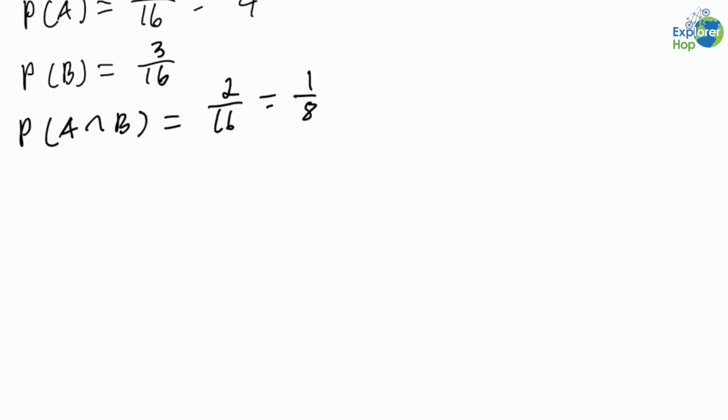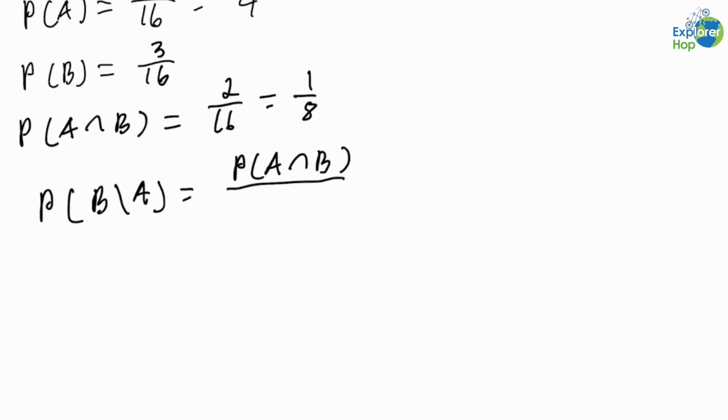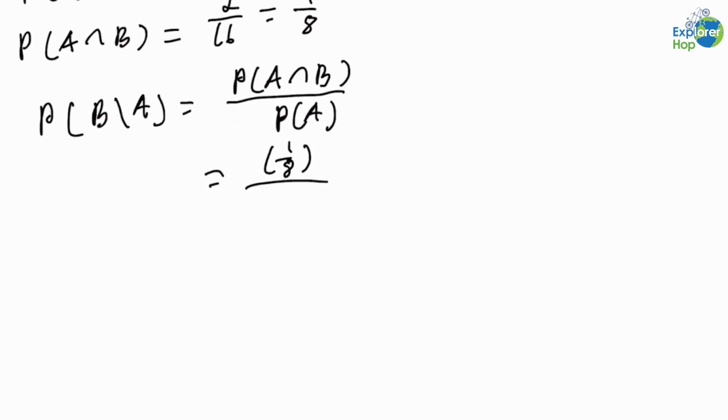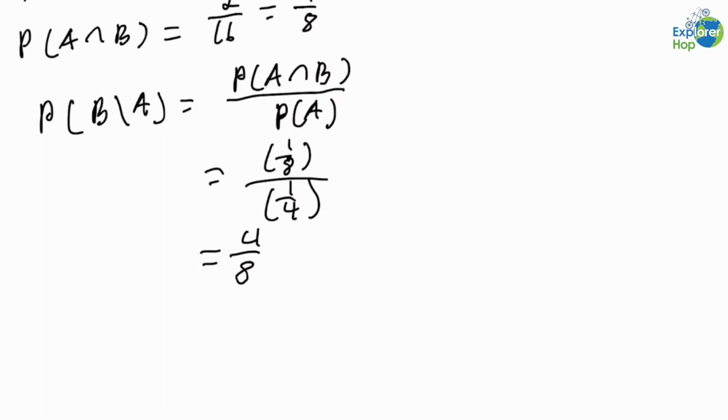Now we can go ahead and find the probability of B given A, which we know is equal to the probability of the intersection of A and B divided by the probability of A. And this, of course, is therefore equal to 1 over 8 divided by the probability of event A, which is equal to 1 over 4. And this is equal to 4 over 8, which is equal to 1 over 2. And that gives us the conditional probability of B given A.